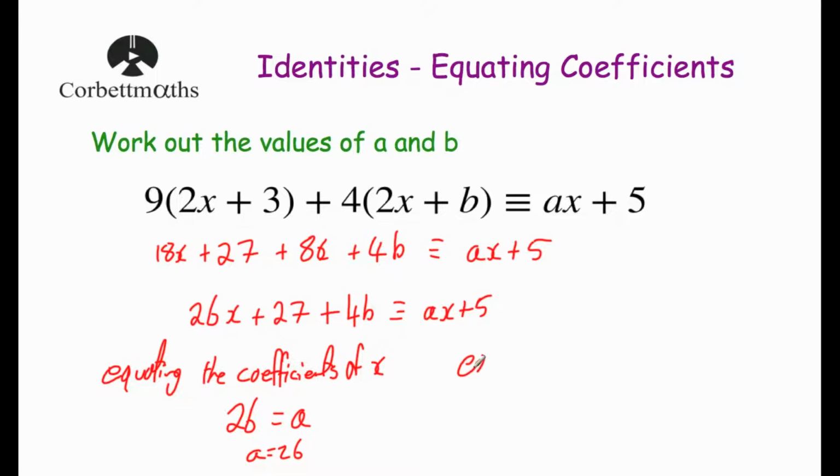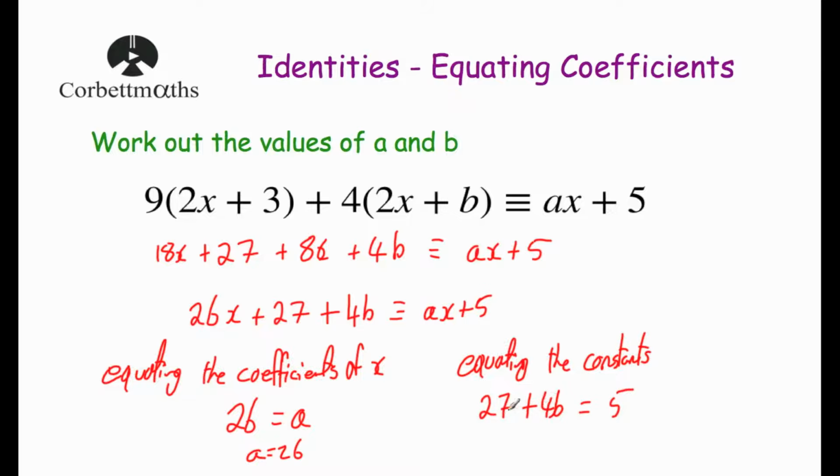So let's equate our constants. So equating the constants. On our left hand side, we've got 27 as a constant and 4b. So b is just a number, so 4b would be a number. So on the left hand side, we've got 27 plus 4b. And on our right hand side, that's equal to 5.